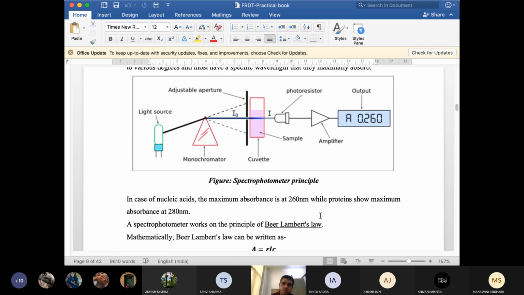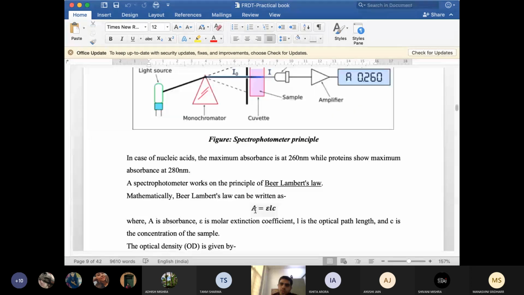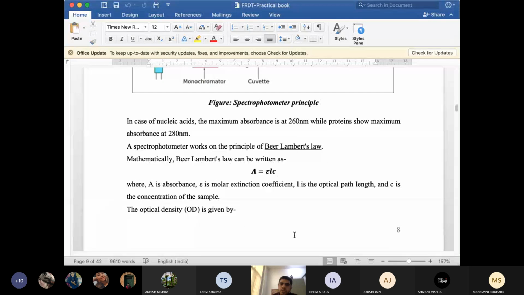So here if you place the path length as 1 and also the concentration as 1, then the absorption is going to be equal to the molar extinction coefficient. Or you can fix a concentration and see what the absorption is going to be. So all these calculations you can perform on the basis of this formula. Fixing the path length, with epsilon being specific to the substance, you can get the concentration. All these things you can do.